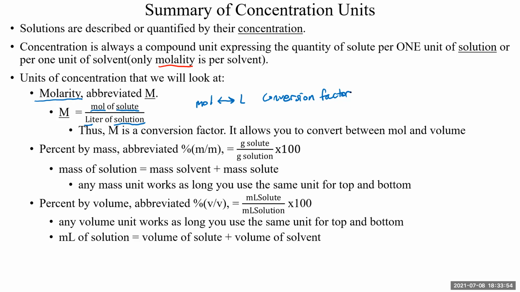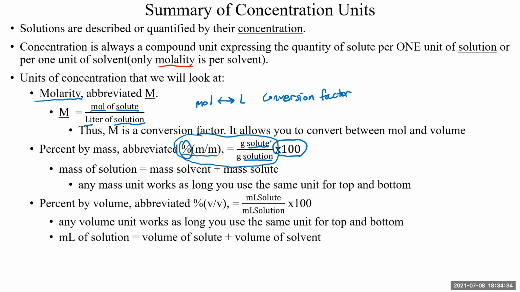That's by far the most common unit of concentration in chemistry, but there are others. Percent by mass, abbreviated percent m over m, is going to be mass of solute divided by mass of solution multiplied by 100. Anytime you've got a percentage, you always multiply the fraction by 100. So percent literally means per 100. You can either use this as a formula, or once again, like any compound unit, you can also apply it in a dimensional analysis kind of fashion to convert from mass of solution to mass of solute.